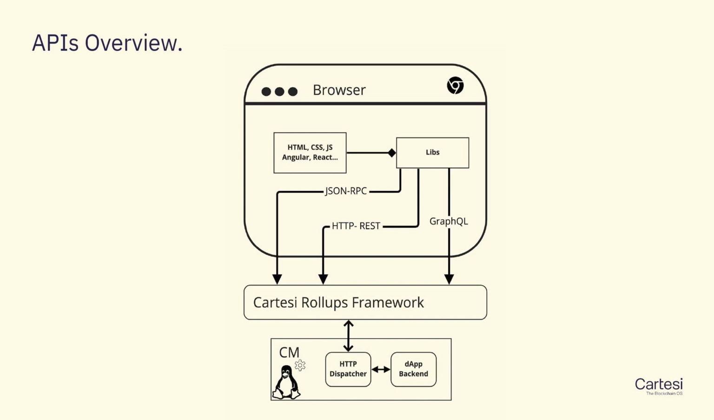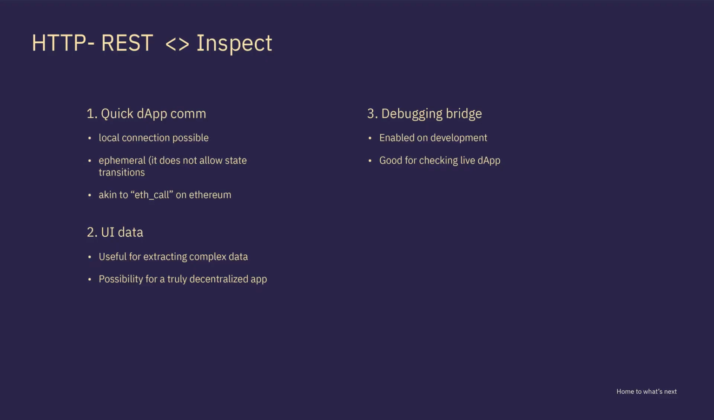Now, the second interface we have is an HTTP REST interface. And this interface is used for something really important, which are inspects. Inspects are a way that you have as a developer to communicate with the Cartesi machine and do something without any cost. So it's not a transaction, you're not going to spend gas or any other token. It's just a direct connection. You go to the Cartesi machine and you ask for something that's relevant for your front end.